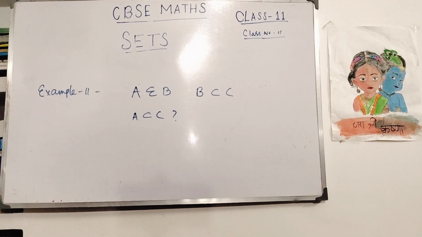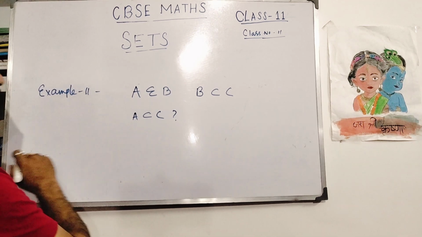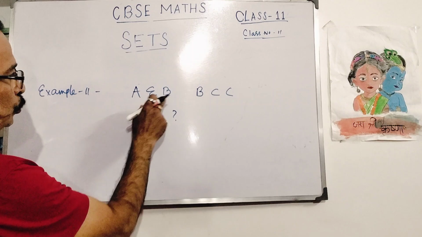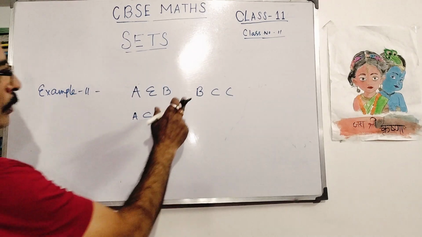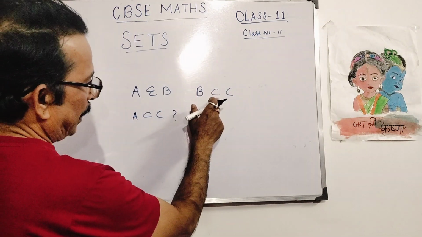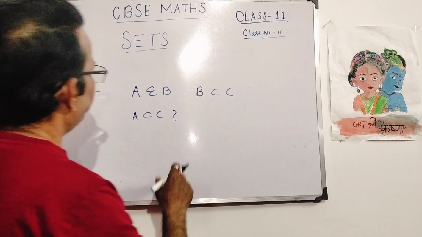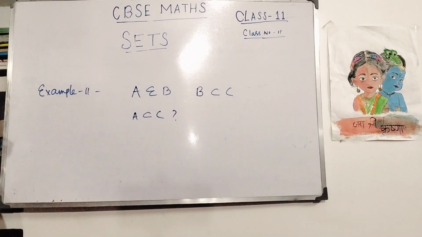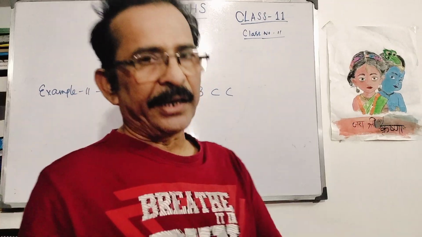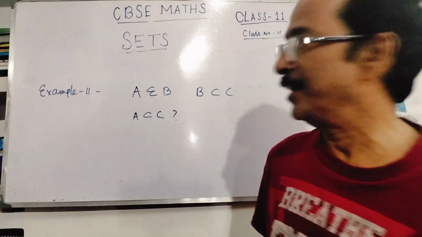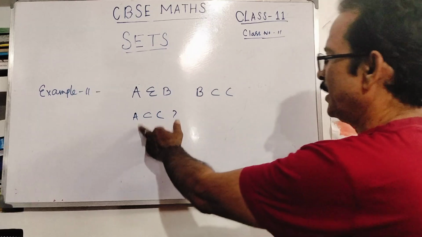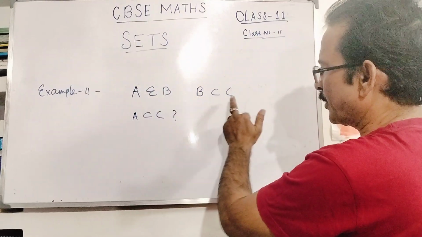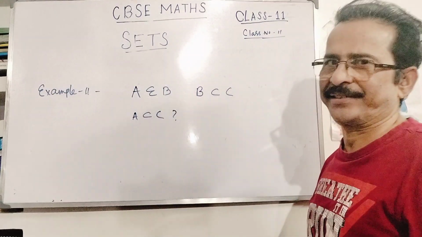Next, example number 11. A belongs to B, and B is a subset of C. Now the question is: is A a subset of C? What's the answer and why?